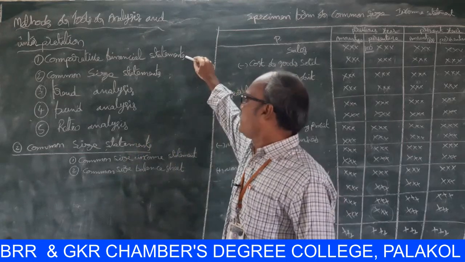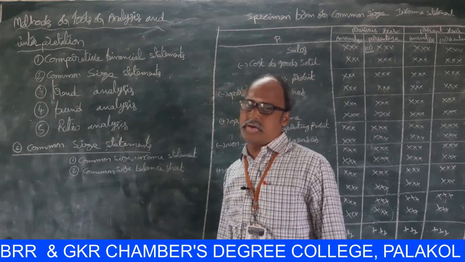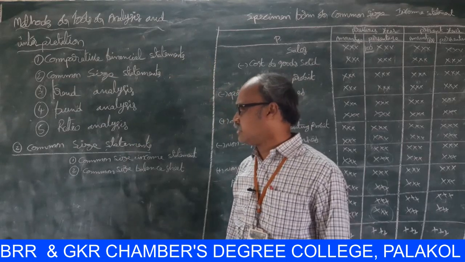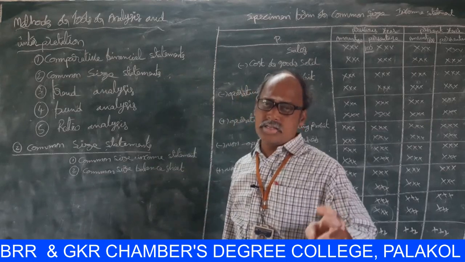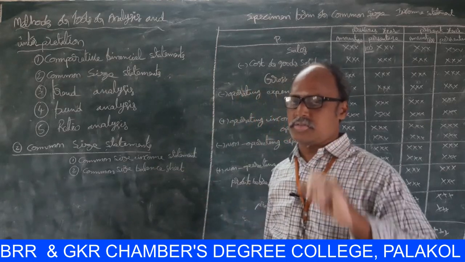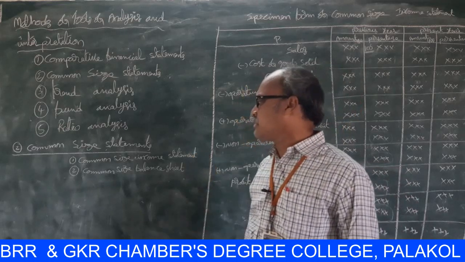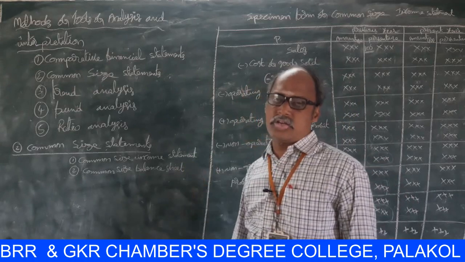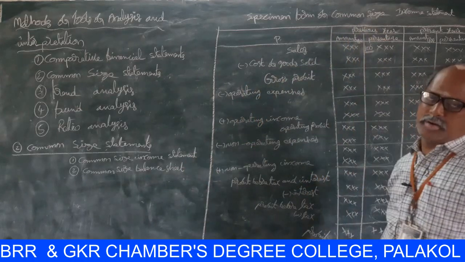I have already explained the comparative income statement in the previous two classes. Let us see now, in the third session, common size statements. The common size statement has two types: common size income statement and common size balance sheet. Let us see the common size income statement now.